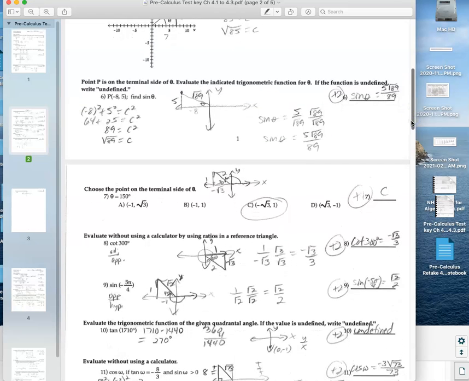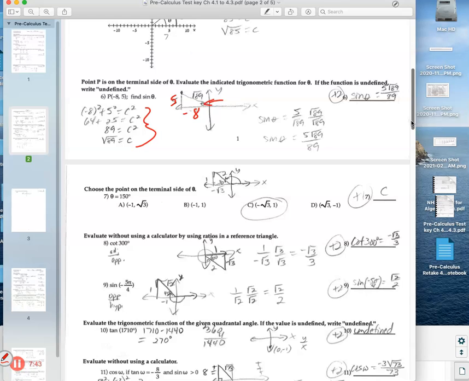And then the next one says, point P is on the terminal side of theta. Evaluate the indicated trigonometric function for theta. If the function is undefined, write undefined. And they give us the point -8, 5. So you absolutely want to get that on a coordinate plane and take a look at it. And again, if you're supposed to find sine of theta, you know you're going to need the hypotenuse. So you quickly use the Pythagorean theorem here to figure out what you have for the hypotenuse. And your central angle is theta right here.